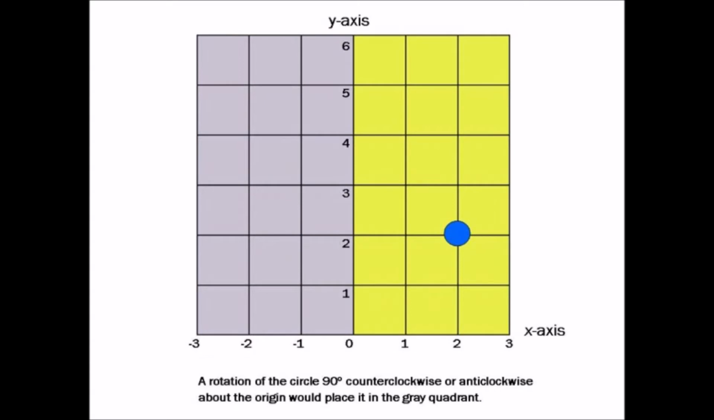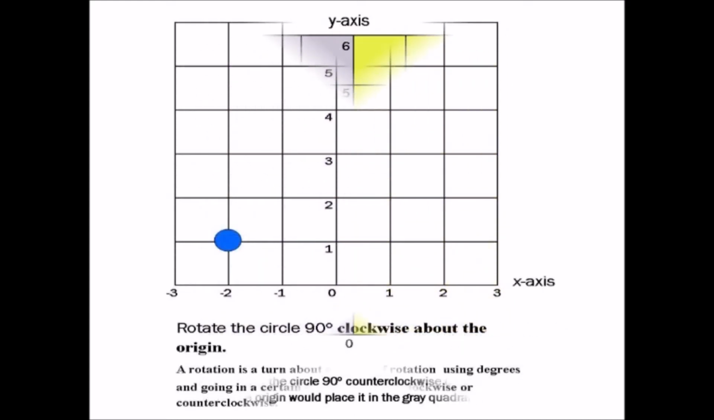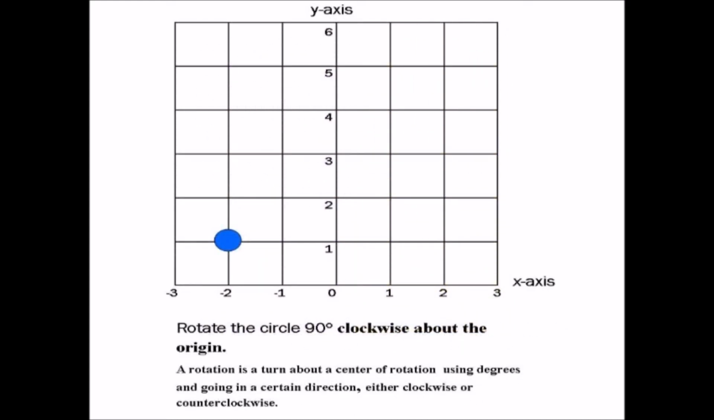Now look at this one, a rotation of the circle 90 degrees counterclockwise or anti-clockwise about the origin would place it in the gray quadrant. So a 90-degree turn counterclockwise would put it in the adjacent quadrant to the left. So this time you're going left instead of going right like you did before. You need to know whether you go left or whether you go right. Okay, and here you have another one.